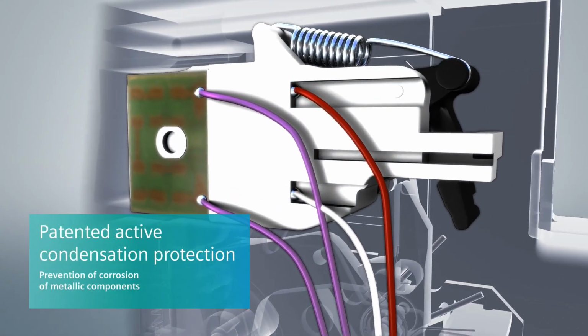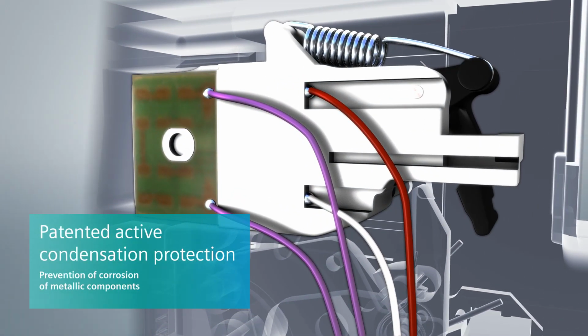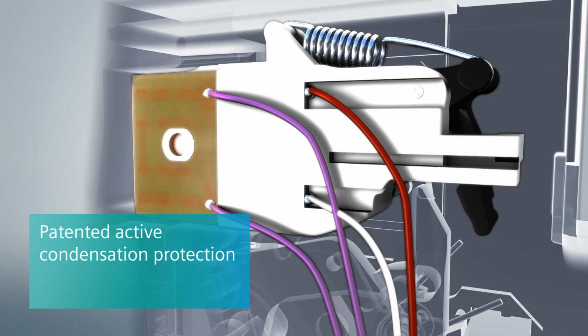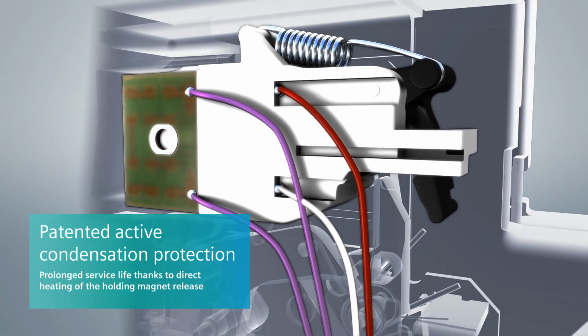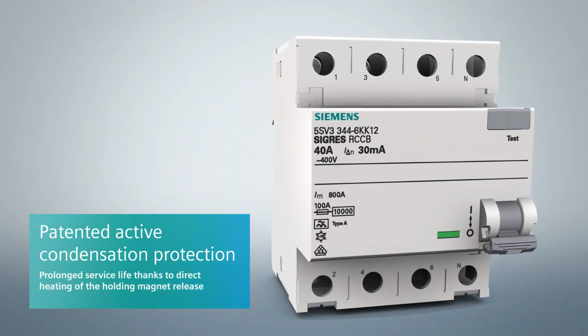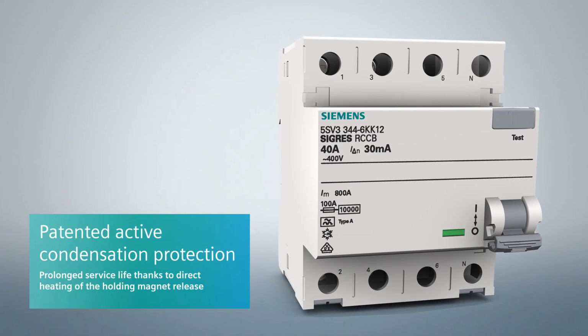The Residual residual current protective device prevents the formation of corrosion with its patented active condensation protection. The direct heating of the holding magnet release with minimum power input ensures a slightly increased temperature on the metal parts, which considerably prolongs the device's service life.